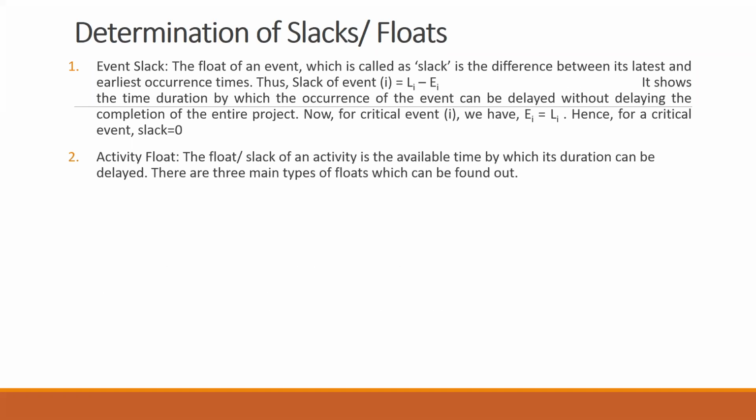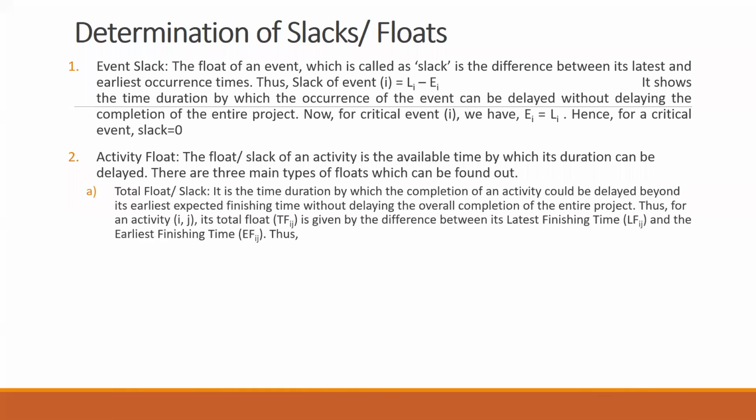Next one, your activity float. The float or slack of an activity is the available time by which its duration can be delayed. There are three main types of floats which can be found out. The first one is your total float. Your total float or total slack is the time duration by which the completion of an activity could be delayed beyond its earliest expected finishing time, without delaying the overall completion of the entire project.